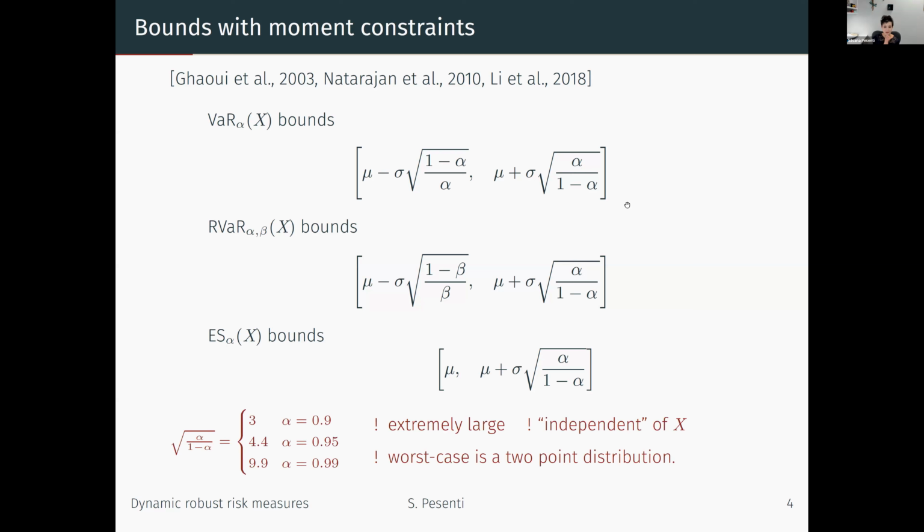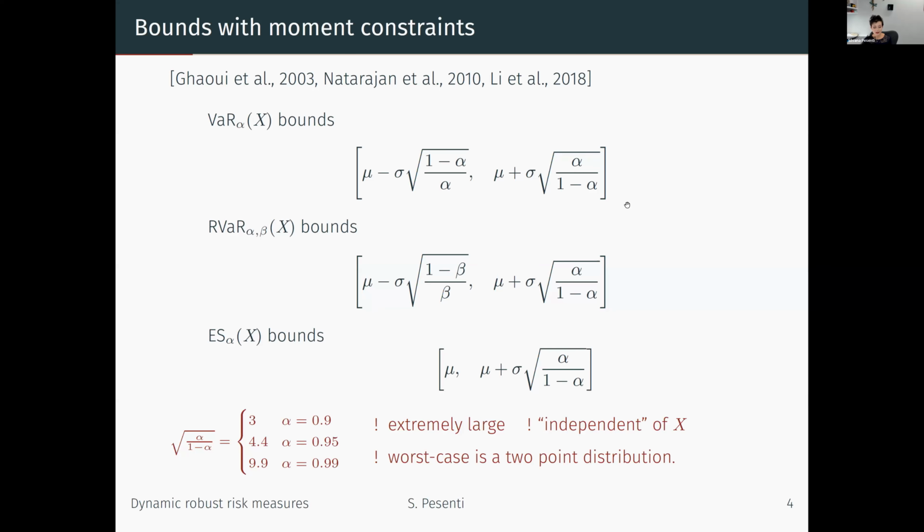So let's look at a couple of examples of alpha that are typically used in risk management. Here I look at the right tail of the value at risk and expected shortfall. If you choose alpha to be 0.9, this ratio, the square root of alpha divided by 1 minus alpha, is equal to 3. So if you look at the expected shortfall, that basically means the range of the expected shortfall could be anywhere from its mean to the mean plus 3 times the standard deviation, which is fairly large.